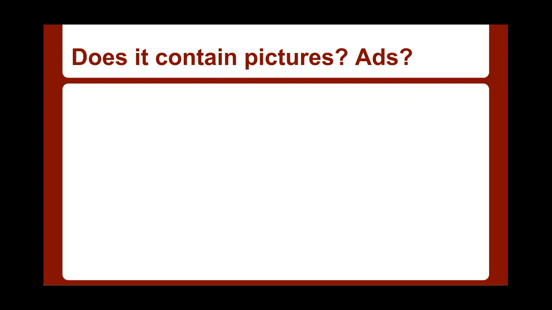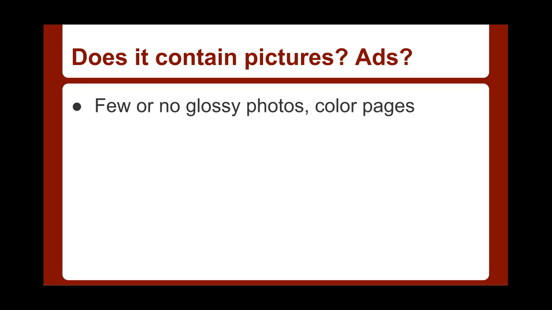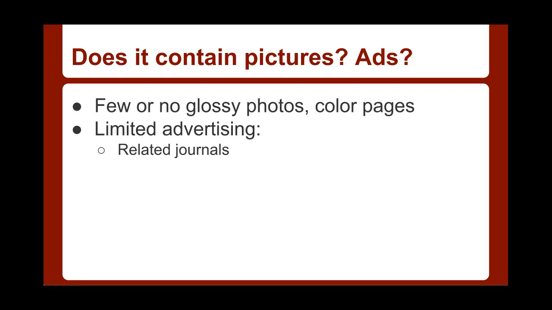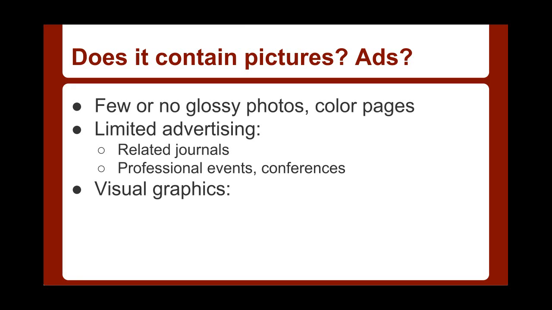We can also look at whether or not the publication contains pictures or advertisements. Scholarly journals have few or no glossy photos or color pages. Any advertisements are for related journals or professional events and conferences. The primary visual media found in scholarly publications are charts and graphs printed in black and white.